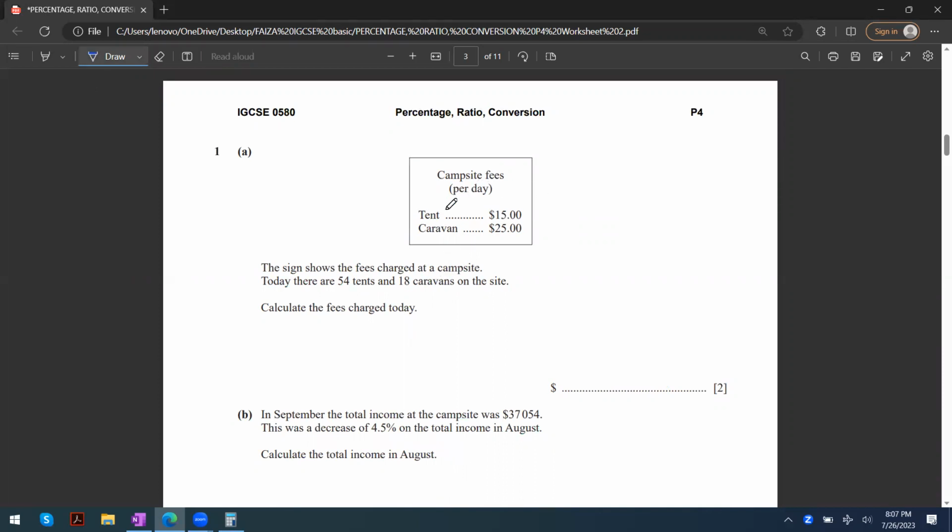Okay, campsite fee per day. Tent is $15 and caravan is $25 per day. There are 54 tents and 18 caravans. Calculate the fees charged today. That's too simple. It's just 54 times 15, 810, and 18 times 25, 450.